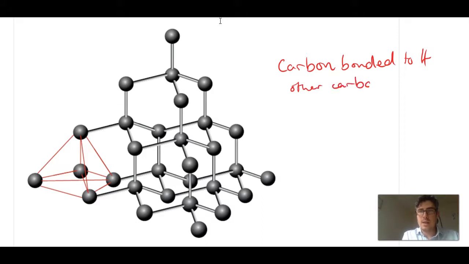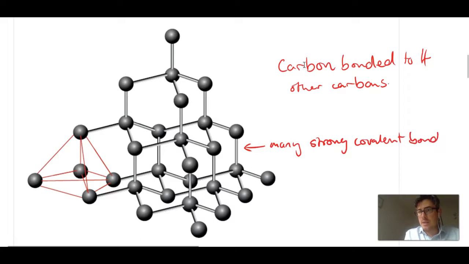That means it's actually a very strong structure, very hard, very difficult to scratch, which gives diamond some interesting material uses. It also has a very high melting point because there are many strong covalent bonds. In order to melt something like diamond, it takes thousands and thousands of degrees because you're breaking so many and such strong bonds.